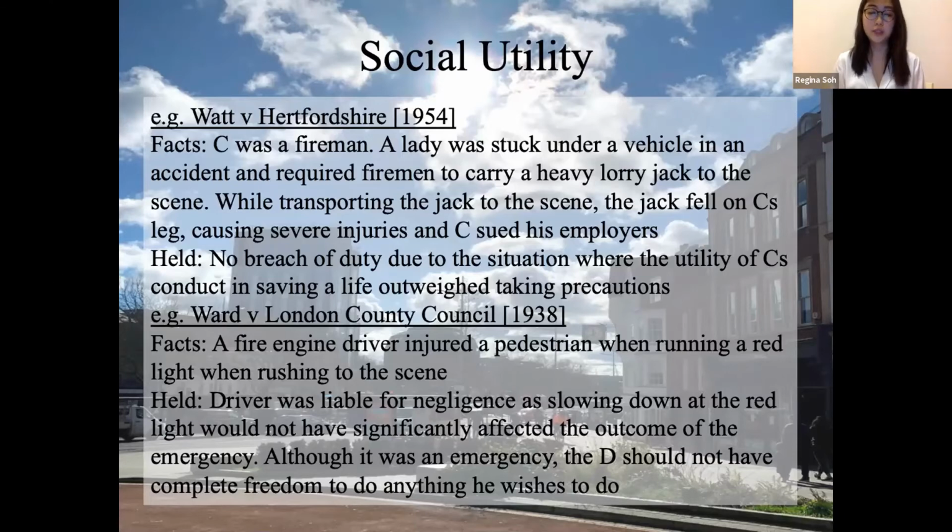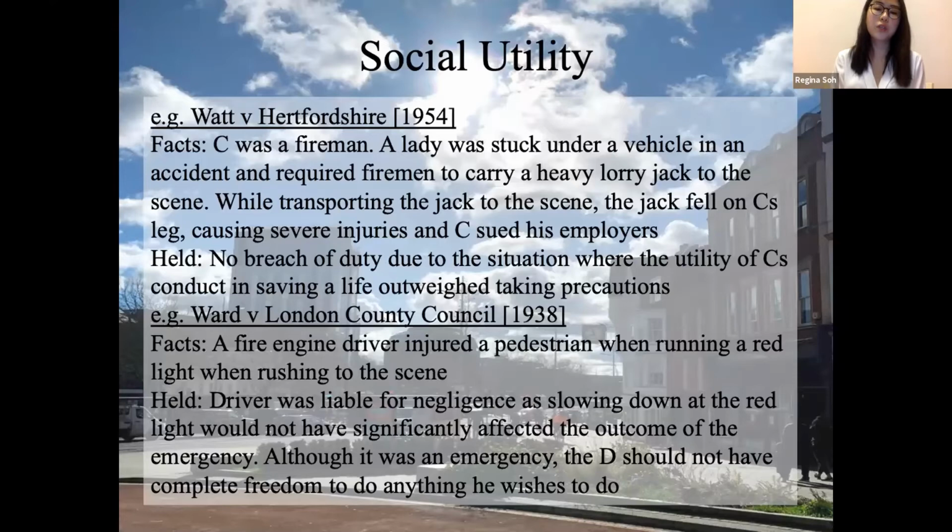So in this case, a fire engine driver injured a pedestrian while running a red light. And when he was charged, he said that he had to run the red light because he was rushing to the accident and couldn't stop. But the courts held that the fire engine driver was liable for negligence, because it was a known rule that he should have slowed down, and slowing down at the red light would not have significantly affected the outcome of the emergency.